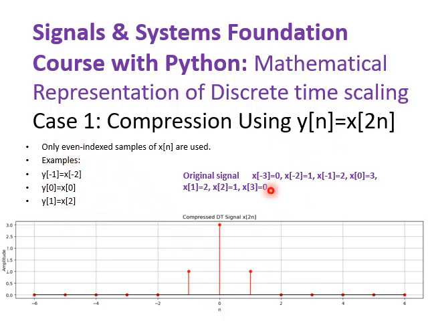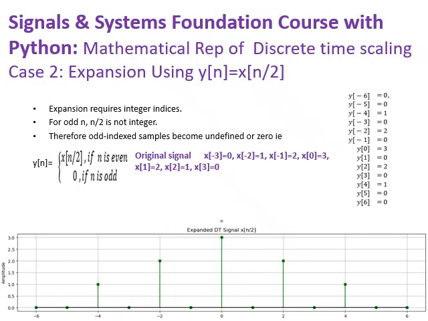The original signal had 1, 2, 3, 4, 5 samples. Now they are reduced to 3. So you understand, if y of n is equal to x of 2n, then the output signal y of n is the compressed form of the input signal. I have plotted the signal here, so hopefully that clarifies your concept.